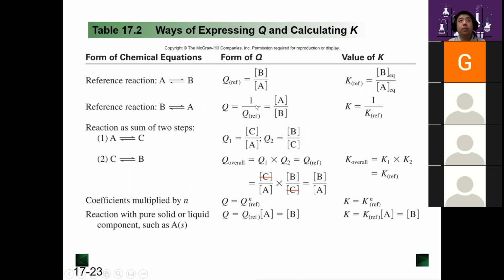This is just a good summary of all the ways of expressing Q and K that you've learned about. Once again, you can find this on table 17.2. I won't spend too long on this. You have all your reference points and the relationship between them flipped around. This is the example that we spoke about earlier. And then we have other examples where you factored in a difference of a coefficient of n. Any questions?